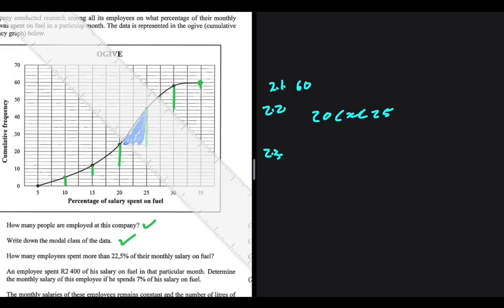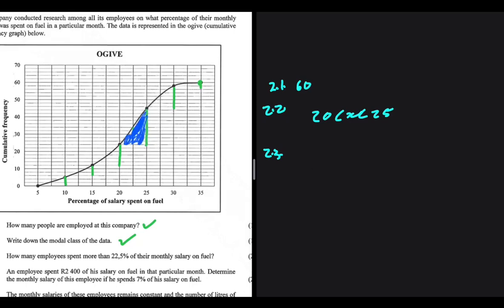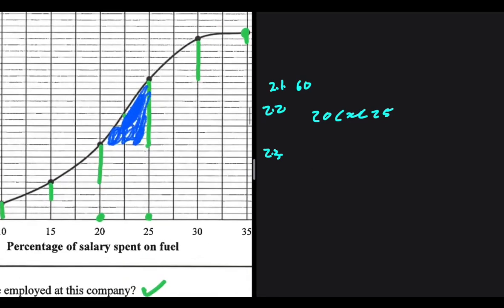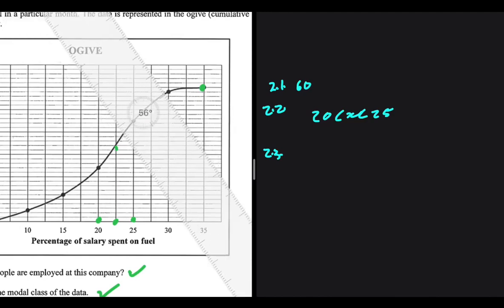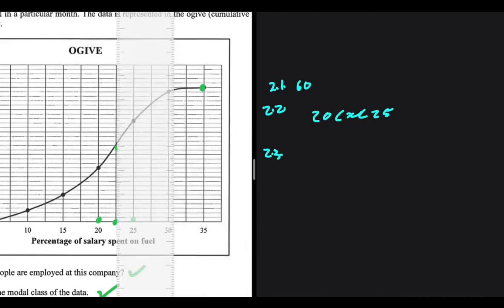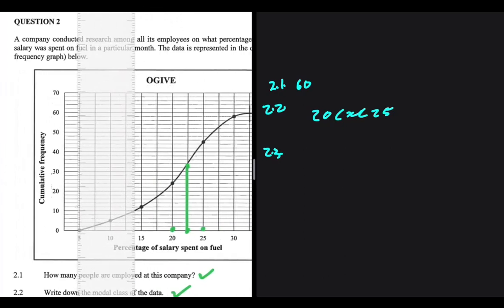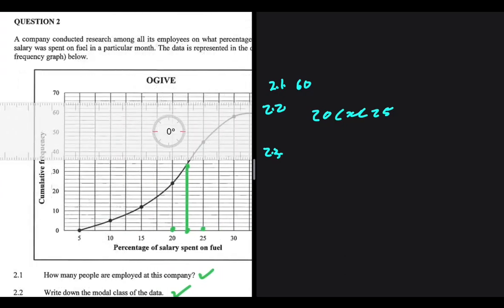Let's go ahead and find 22.5. This is 20. This is 25. So 22.5 should be in the middle, right? Let me just erase all this for the sake of clarity, and let me draw a line so that we can see the cumulative frequency at that point. At 22.5, we are trying to figure out the cumulative frequency, 34.